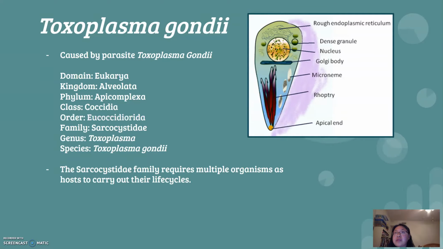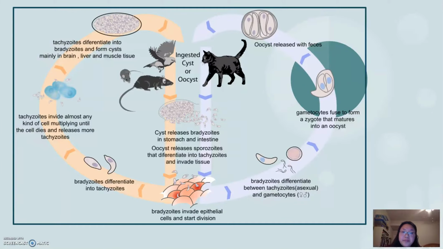And what's unique about the Sarcocystidae family is that organisms from this family require multiple hosts and organisms to carry out their life cycle. So we will see definitive hosts and intermediate hosts later on in this slide. And here we see an example of the intermediate hosts and definitive hosts.